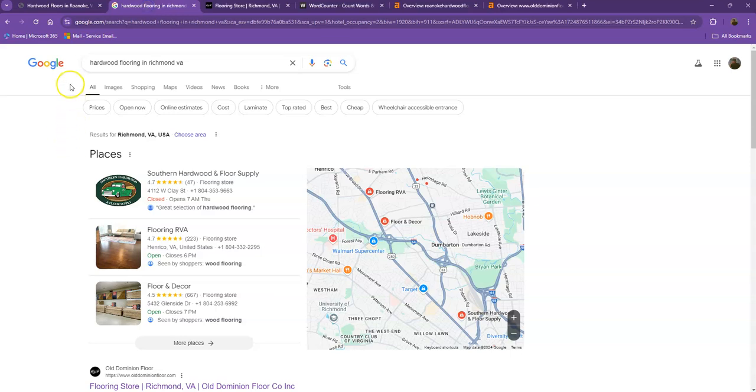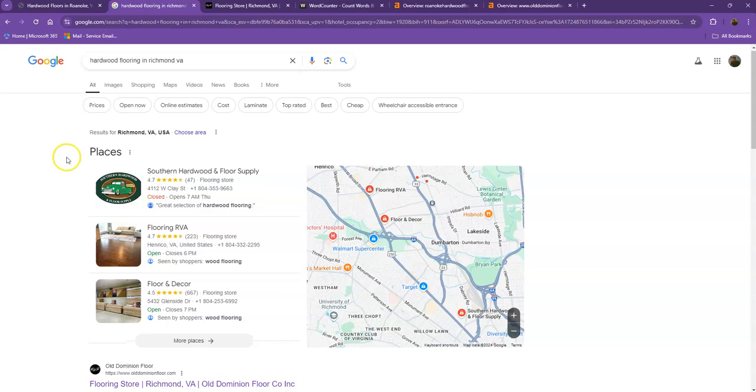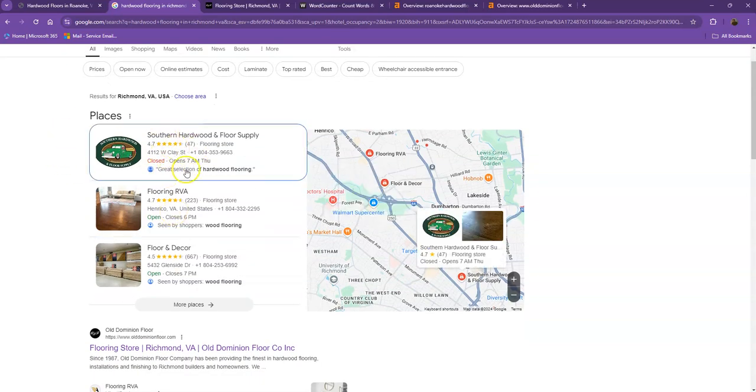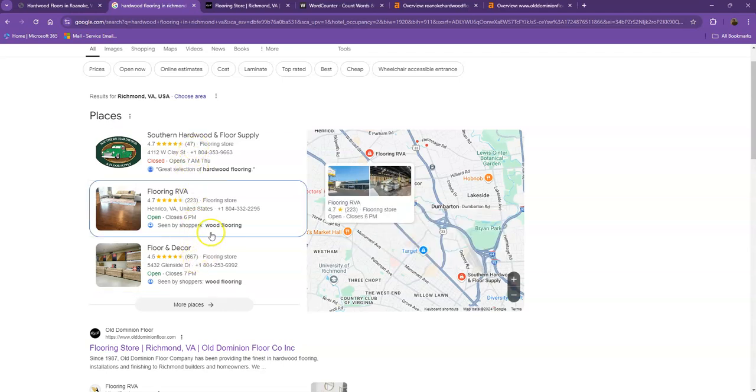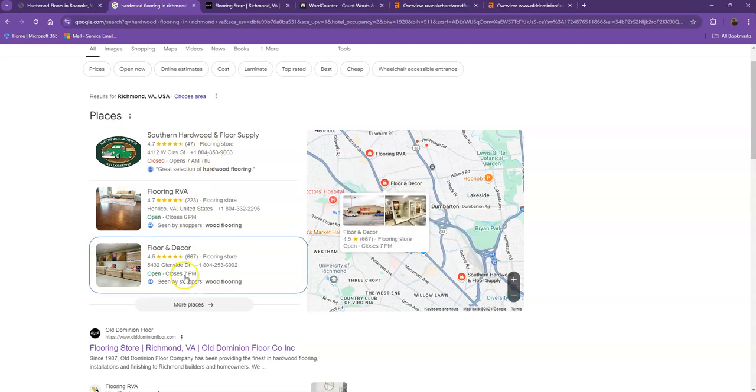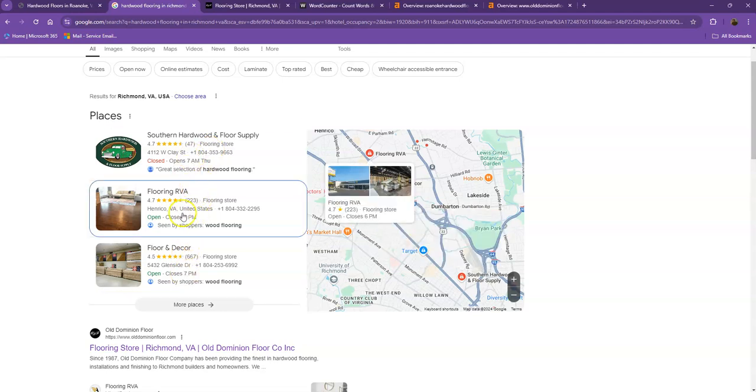So I did a quick search and I used the keyword hardwood flooring in Richmond, Virginia. And this is what your competition looks like in Richmond. Starting off with the first one. These are what we call the map pack. And of course, this is something where you really would like to be on since these are the ones that get a lot of attention, a lot of traffic, and are easier to find.